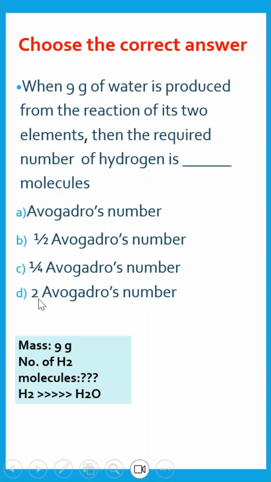So we need first to know the ratio between the reactant H2 and the product, which is water, and then to know how many moles of water, so we can estimate how many moles of hydrogen. After that, we can easily calculate the number of molecules.